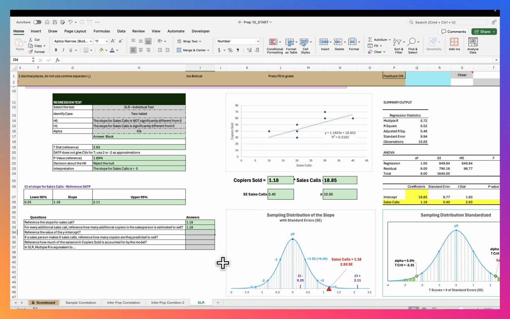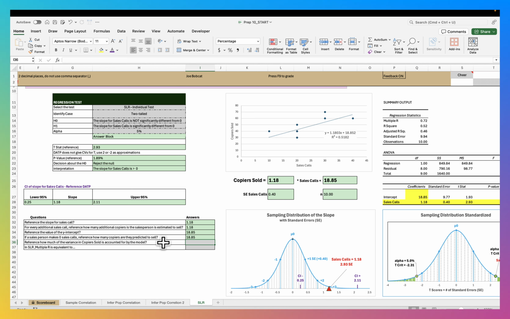And reference the value of the y-intercept. So that's this number. And here, if a person makes 0 sales calls, reference how many copiers they are predicted to sell. Well, if you look at this formula, you can get it, right? In other words, if this value was 0 sales calls, 0 times anything is 0, so it's 0 plus 1885. I don't know why the plus got lost in here. Maybe if I reduce the font, you can see these guys again. There it is, okay. So 0 plus 1885 is just going to be 1885, so it's just going to be the y-intercept again.